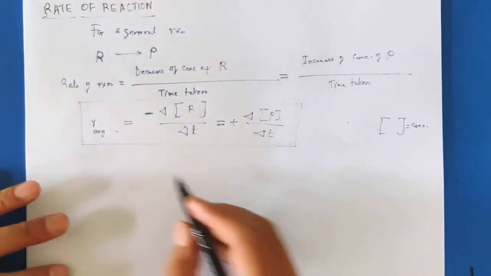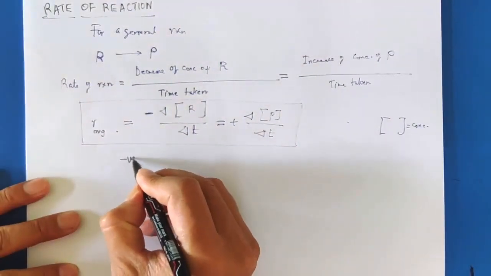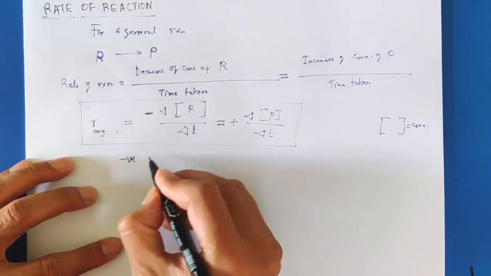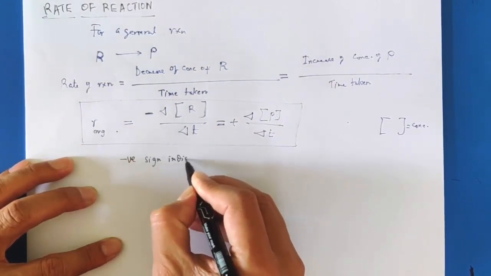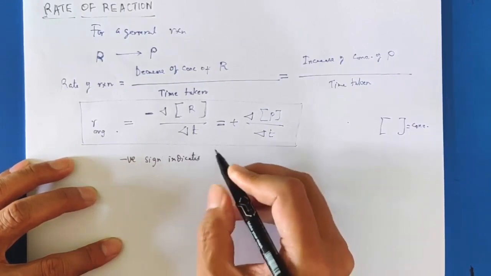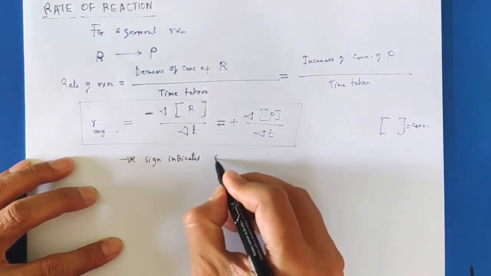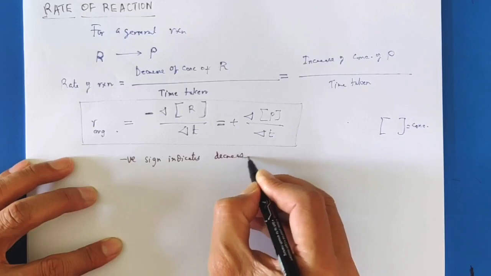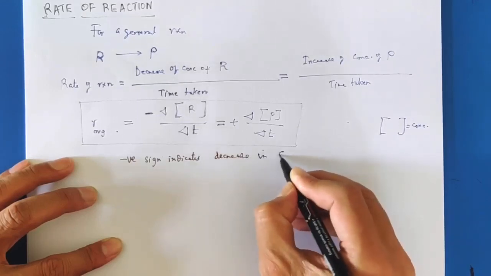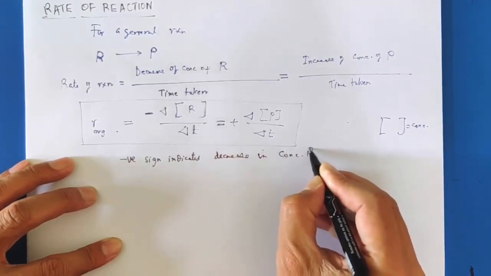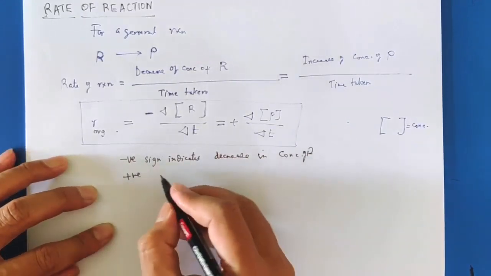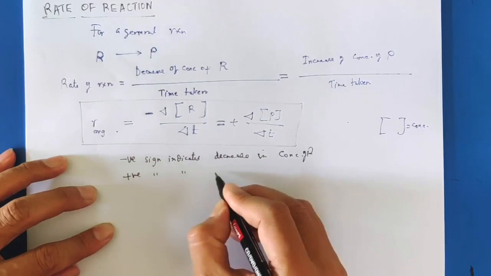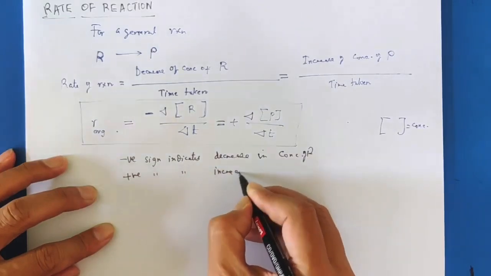Okay, so here the negative sign indicates what? It indicates a decrease in the concentration of R. Positive indicates an increase in the concentration of product.